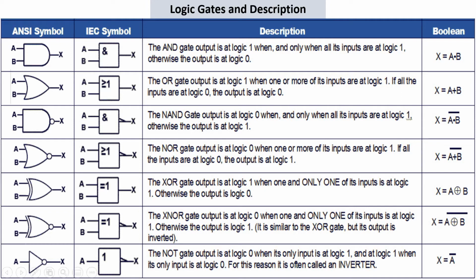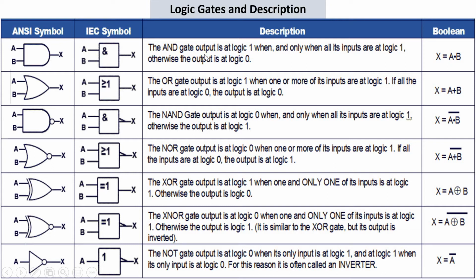The first gate is the AND gate. The AND gate symbol will look like this, and it will perform the logical multiplication operation. You can see the block here. A and B are the inputs and X is the output. A and B will be logically multiplied and you will get result X.